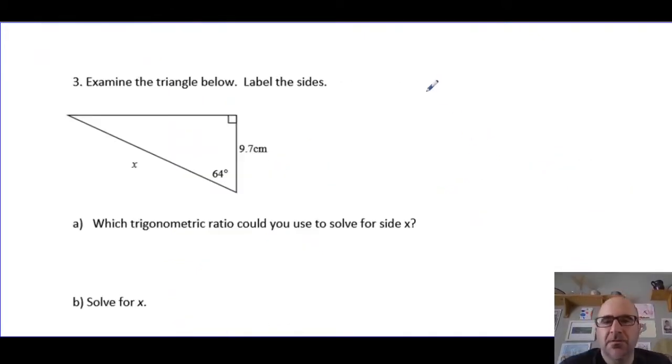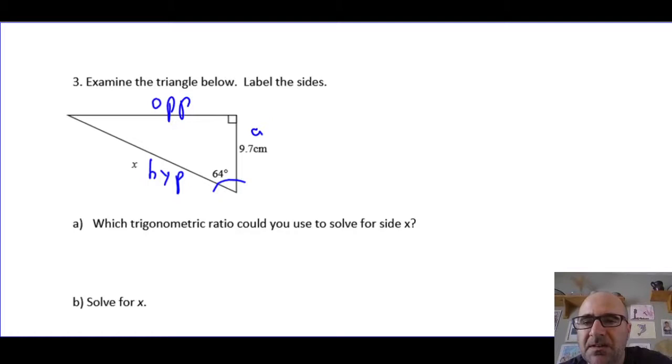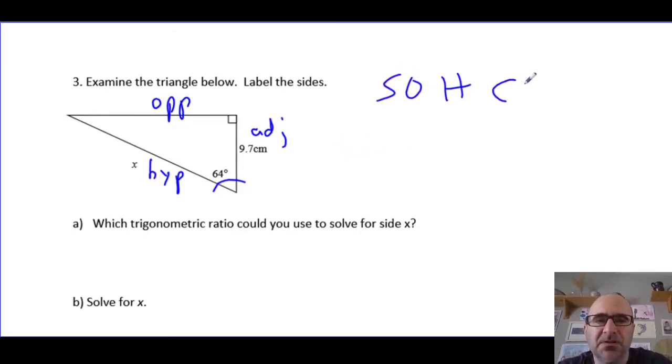Okay, looking at the next one here, we're looking for x in this case. Now notice that x is opposite the right angle. So here we actually are looking for the hypotenuse. Okay, 64 degrees is the angle we're working with. Across from 64 degrees is the opposite side. And that makes the 9.7 the adjacent side. Remember, the opposite side is always opposite the angle that you're working with, or the angle that you're given in this case. So which trig ratio do I want to use to solve for x?